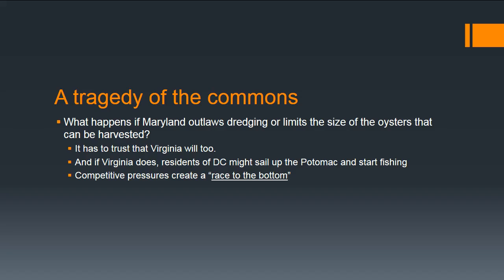And of course, even if Maryland and Virginia can come to some sort of agreement on limiting catch sizes or oyster sizes or the technologies used to fish, residents of the District of Columbia or people from outside those two states might sail up the Potomac or sail in and start fishing. So these competitive pressures create a kind of race to the bottom where, although each state would prefer to try and limit the size of the catches and try to enable the valuable resource to reproduce itself, neither individually can do very much about it on their own. And wouldn't it be nice if we had some kind of mechanism to ensure that both Virginia and DC and Maryland all played by the rules?